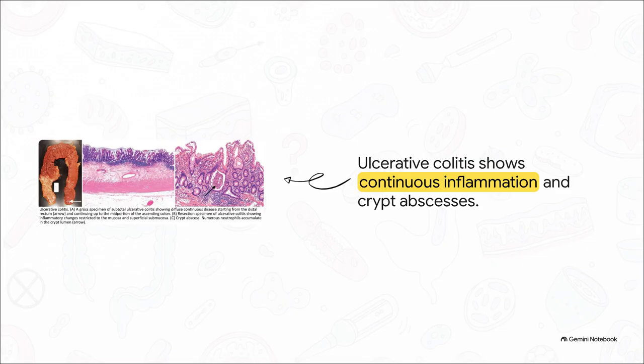Microscopically, unlike that full-thickness transmural inflammation we saw in Crohn's, UC is limited strictly to the mucosal and sometimes superficial submucosal layers. Because of this, the overall bowel wall thickness actually remains normal. Now, for your exams, the hallmark microscopic buzzword you need to have memorized is the crypt abscess. This is where numerous neutrophils accumulate right inside the lumen of the colonic crypts. You are not going to find granulomas, strictures, or creeping fat here. Just continuous mucosal-level destruction characterized by these neutrophil-filled crypt abscesses.